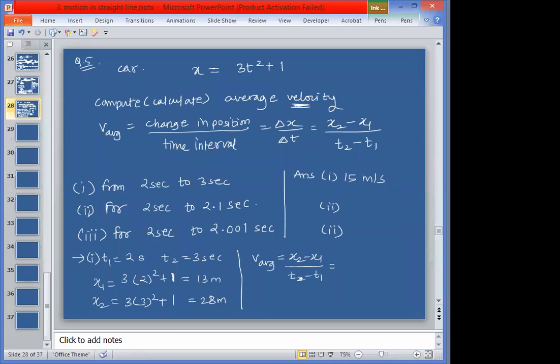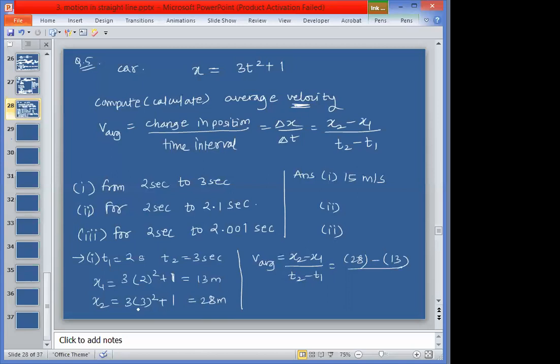Change in position upon change in time. Rate of change of position, average velocity, change in position upon change in time. Change in position means displacement. People call it displacement upon time. Velocity is displacement upon time. x2 minus x1. x2 is 28, put a bracket, minus x1 is 13. 28 minus 13 upon t2 minus t1.